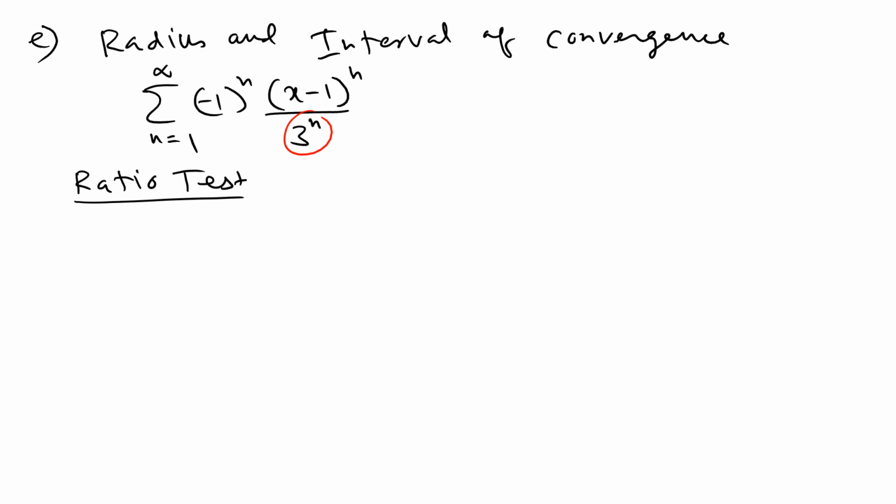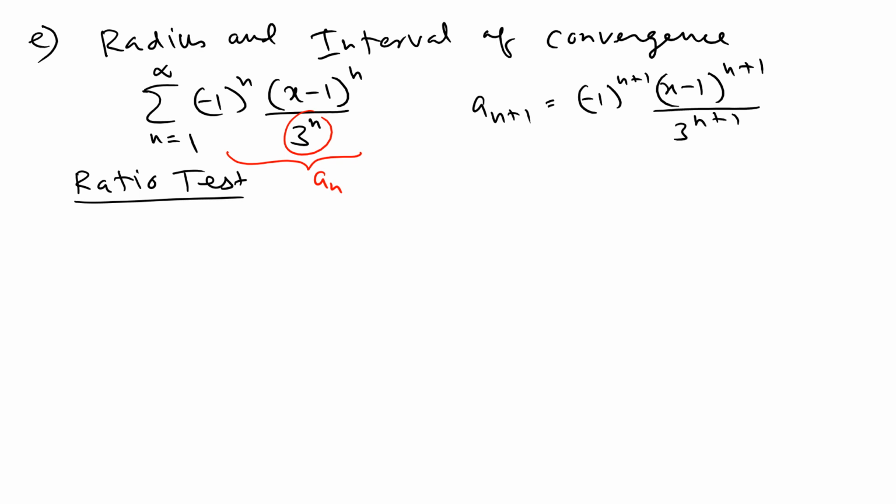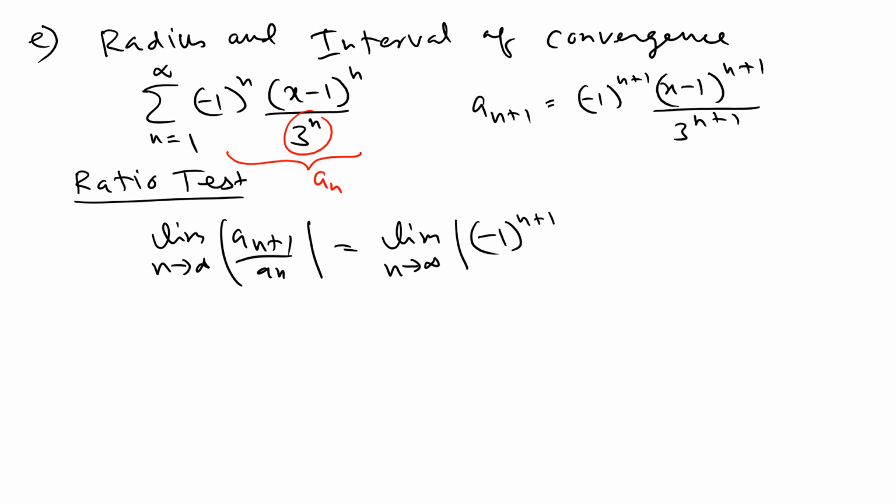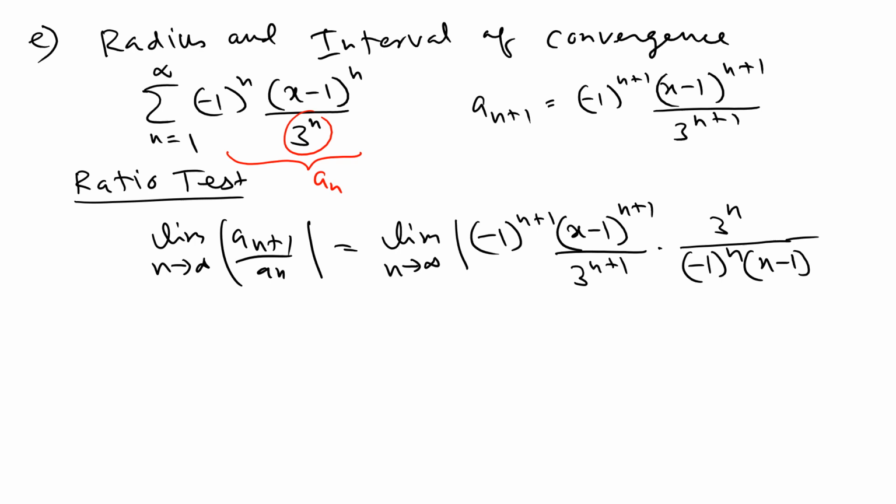So that means we need, we're going to call this the a_n. So that means we need a_(n+1), which is negative 1 to the n plus 1, x minus 1 to the n plus 1, over 3 to the n plus 1. So look at the ratio. So the limit as n goes to infinity of |a_(n+1)/a_n|, which is the limit as n goes to infinity of negative 1 to the n plus 1, x minus 1 to the n plus 1, over 3 to the n plus 1, upside down, so 3 to the n, over negative 1 to the n, x minus 1 to the n.